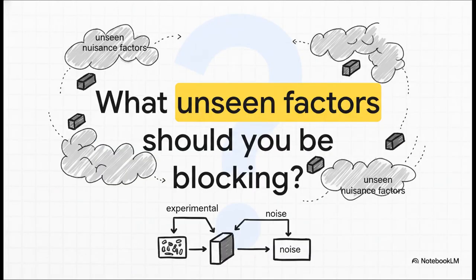And that brings us to the final, critical question I want to leave you with. Now that you understand the power of strategic blocking, take a second and think about your own work. What unseen nuisance factors might be influencing your results right now? What should you be blocking in your next experiment? That's not just a statistical question, that's a strategic one.